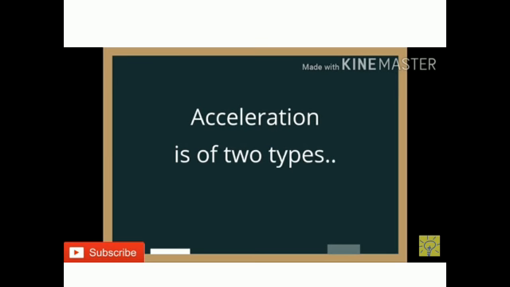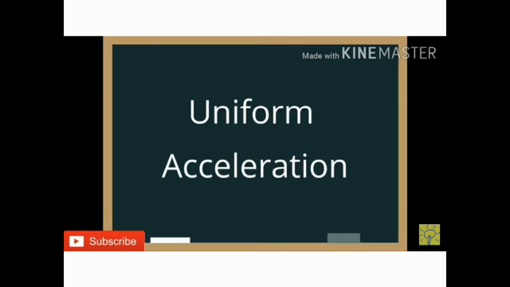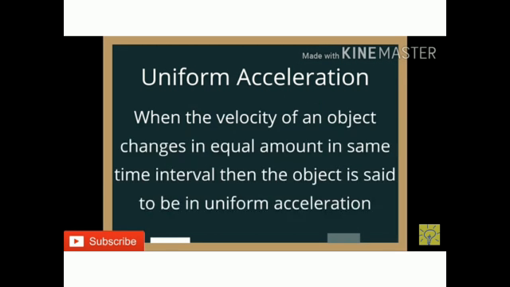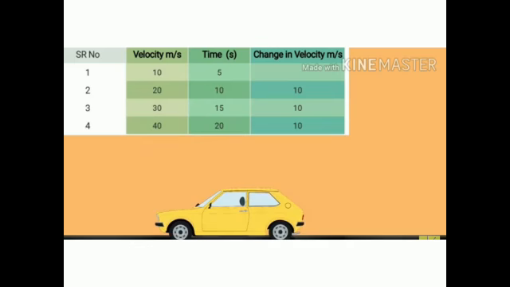Now acceleration is divided into two types. One is uniform acceleration. Uniform acceleration is actually that type of acceleration in which the velocity of an object changes in equal amount, means there is a uniform change in the velocity with respect to time. So that type of acceleration will be known as uniform acceleration.